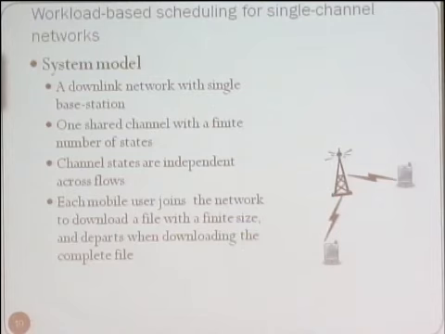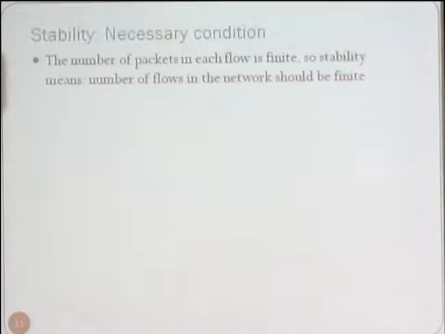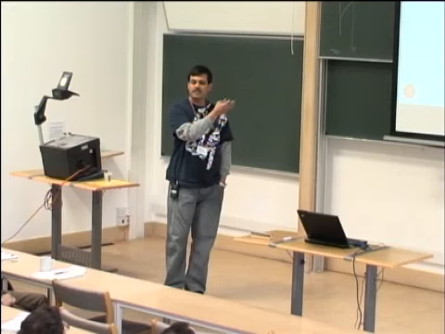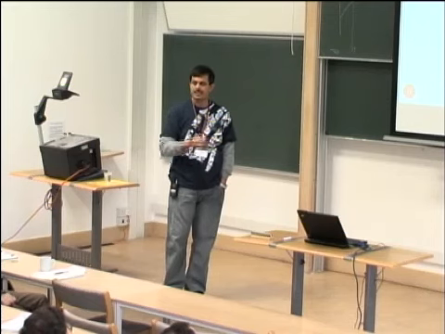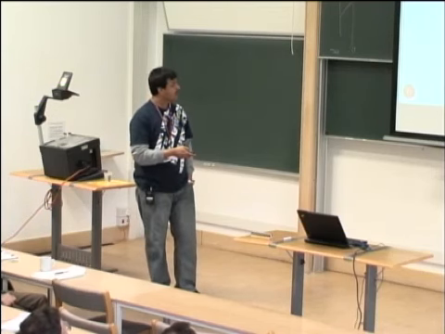And mobiles arrive and depart. So a new guy joins, and then some guy who has finished downloading his data departs from the system. And the one assumption I'm going to make is that file sizes are upper bounded. This is not critical for the talk. Since the number of packets in a file is bounded, the notion of stability is different. You're not looking at queues building up, but you're looking at the number of users in the network going to infinity. So you want to bound the number of users in the network.